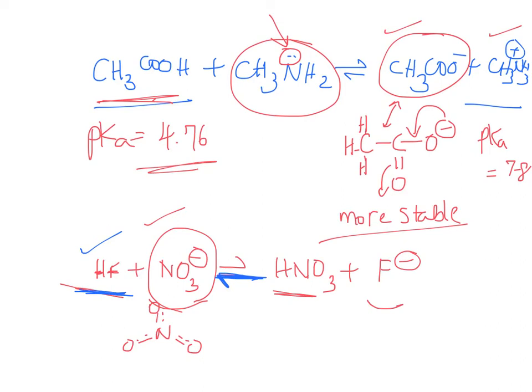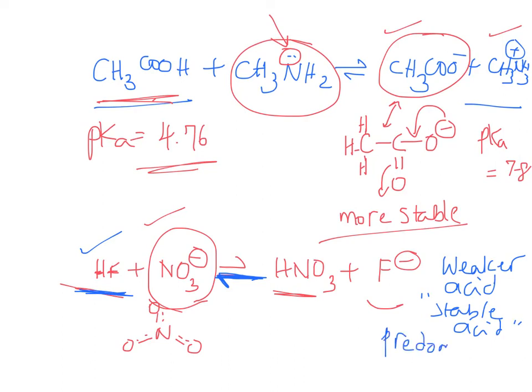So either you can compare the stability of the conjugate bases, or you can compare the acidity of the acids to prove your point. So again, weaker acids, or more stable acids, are the ones that predominantly exist at equilibrium.